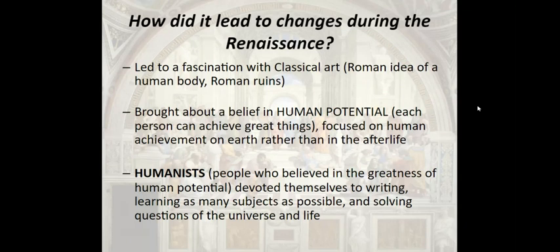So how did it lead to changes during the Renaissance? And this is our last little bit of notes for today. This led to a fascination with classical art, the Roman idea of the human body, Roman ruins. Again, the Renaissance is a rebirth, which means that it has to go back to something. And so the something that it's going back to is Greece and Rome.